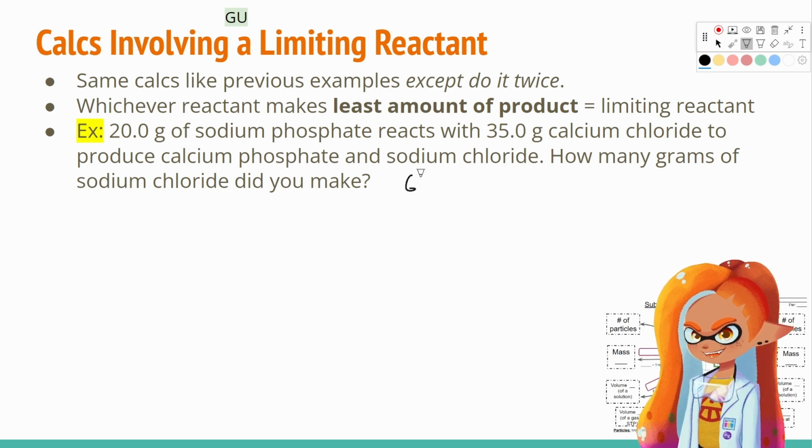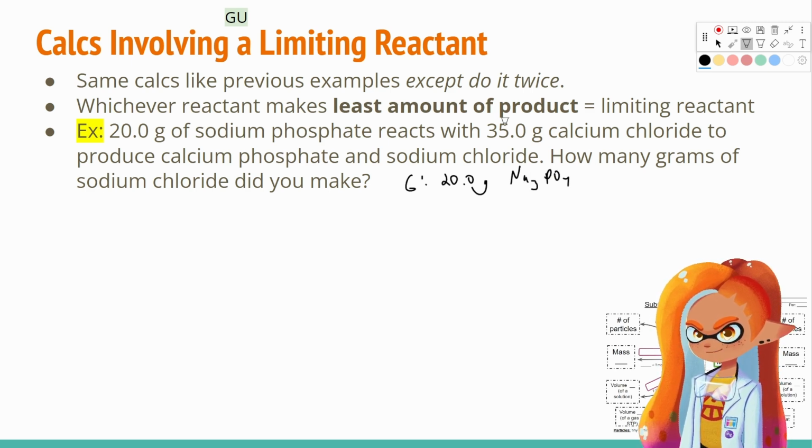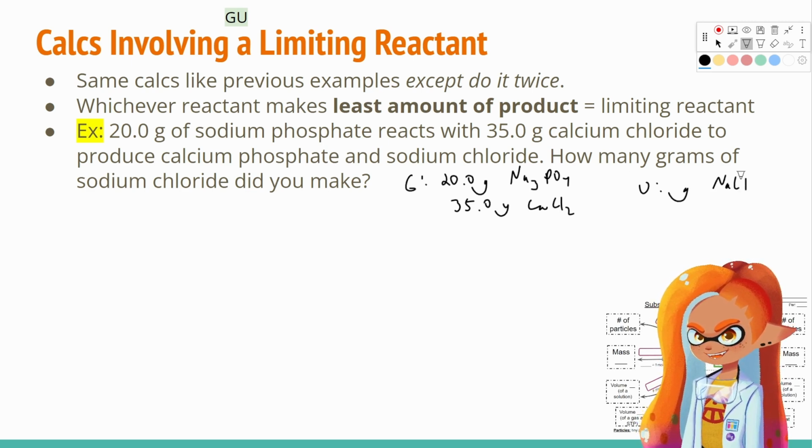So the givens in this problem, we have 20.0 grams of sodium phosphate. So sodium phosphate, Na is +1, phosphate's -3, so I'm going to need 3 Na, PO4. And then the other given in this problem is going to be 35.0 grams of calcium chloride. Calcium's +2, chloride's -1, so that's going to be CaCl2. Cool. And then our unknown is how many grams of sodium chloride. So we're trying to find grams of NaCl. It's +1 and -1, so that is our unknown.